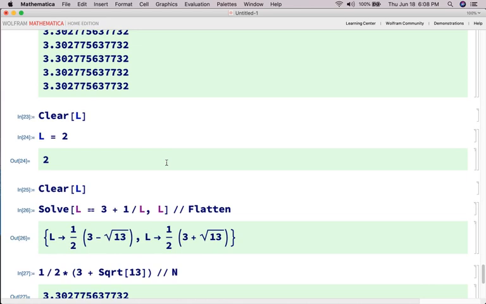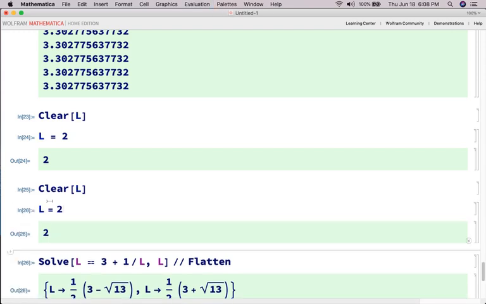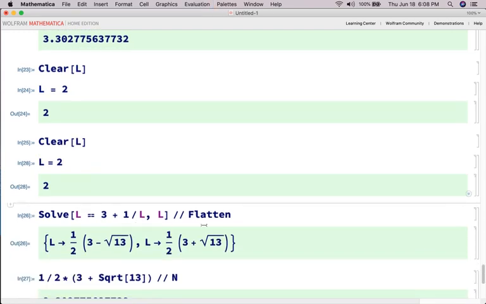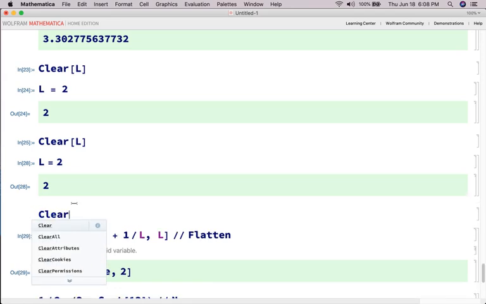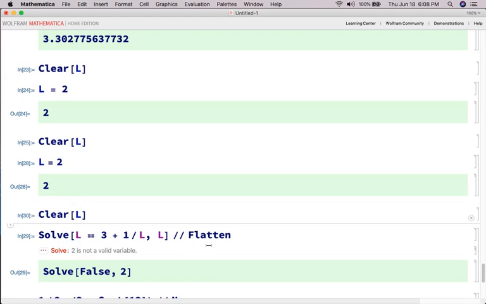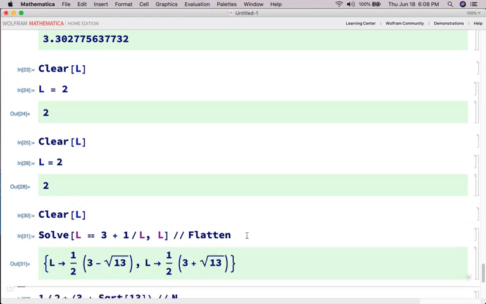Now, by the way, if I were to do something like this, L equals 2, do you think that my Solve command is going to work? No. And you know what it says? 2 is not a valid variable. So I have to Clear L. I cannot emphasize that enough. Clear L, and now the Solve command works just beautifully.